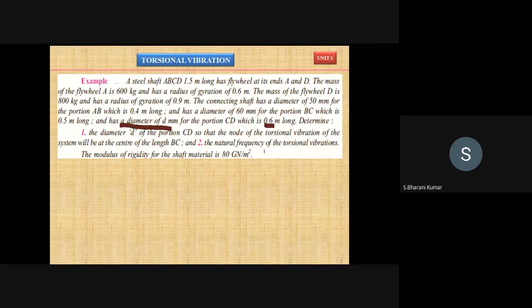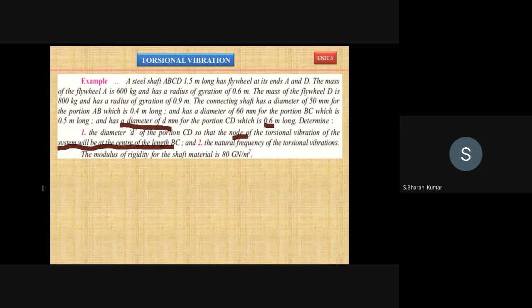Then you want to find out the frequency. I already told you while starting the class itself: one of the data is given, one of the data is hidden. The hidden data is this one: the node will be in a position at the center of the length BC. This is the line that will be given. The node of the torsional vibration of the system will be at the center of the length BC. Based on that you want to find out.